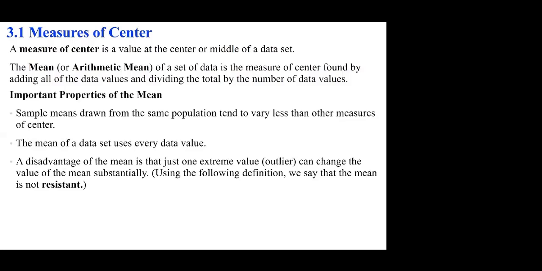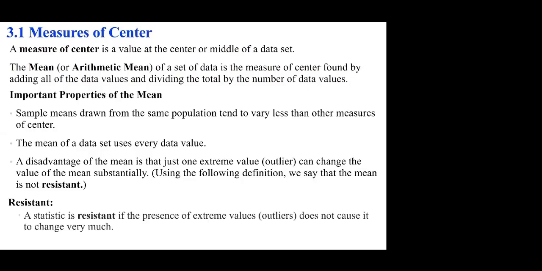Important property: sample means drawn from the same population tend to vary less than other measures of center. The mean of a data set uses every data value. The disadvantage of the mean is that just one extreme value, an outlier, can change the value of the mean substantially. Using the following definition, we say that the mean is not resistant. Resistant: a statistic is resistant if the presence of extreme values or outliers does not cause it to change very much.